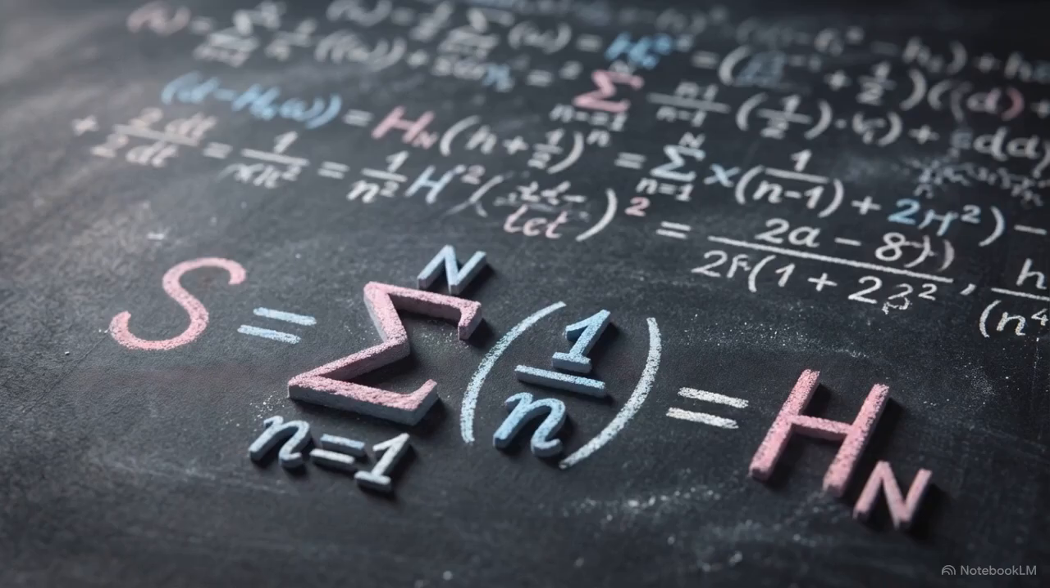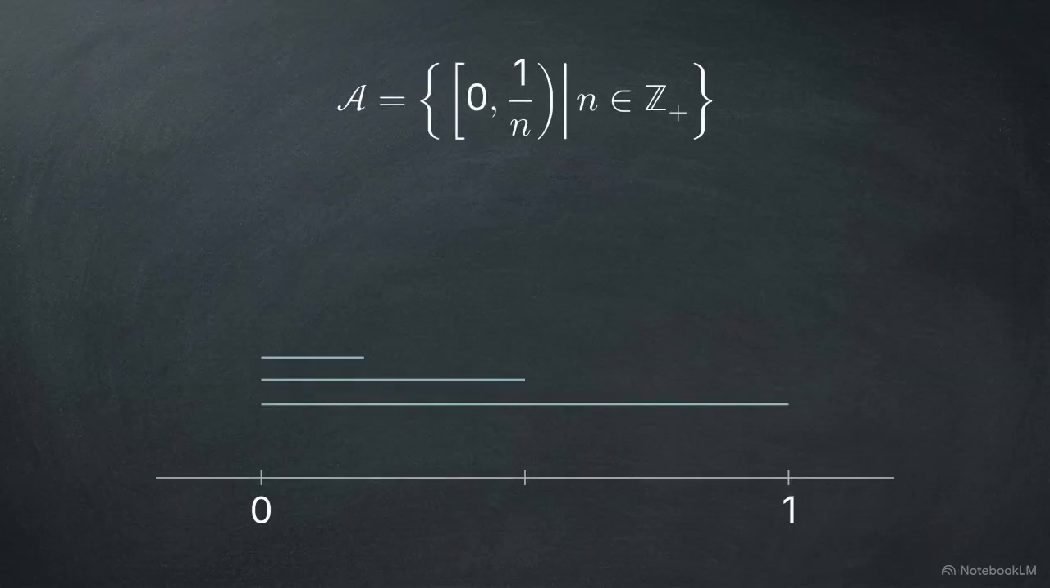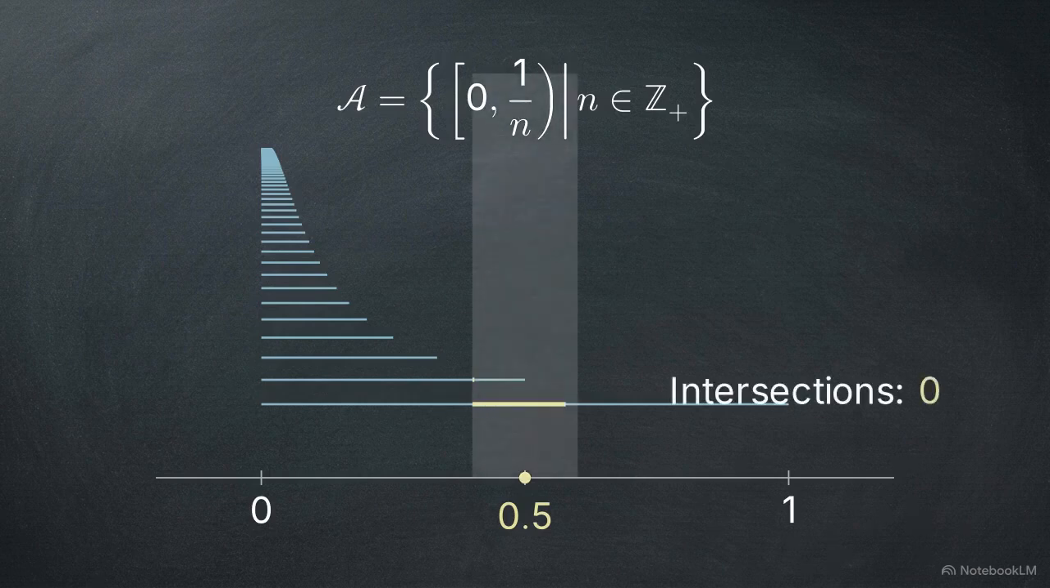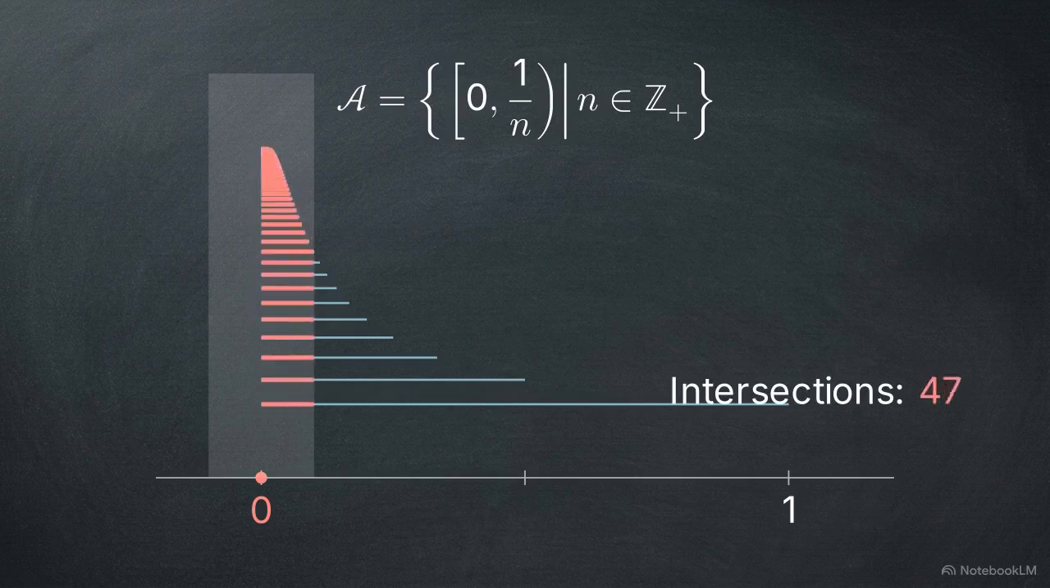This property allows us to calculate local features, like distances, without blowing up into an undefined infinite sum. To see what happens when this fails, look at the collection of nested intervals from 0 to 1 over n. For a non-zero point like 0.5, it behaves perfectly. The intervals retreat past it, so a small neighborhood hits only a finite number of sets. But the critical failure point is exactly at 0. Any neighborhood drawn around 0 contains an infinite number of intervals.